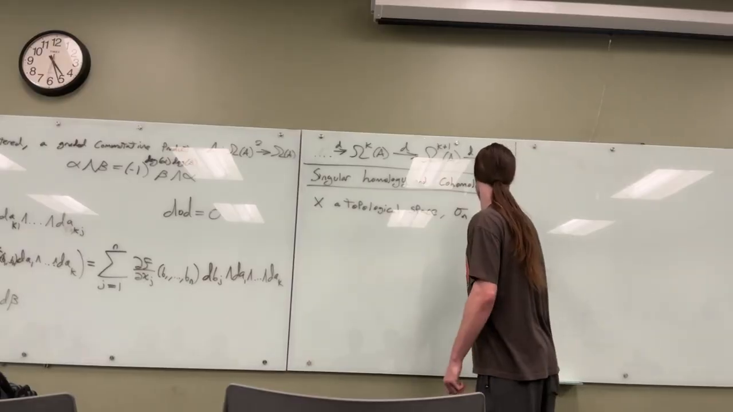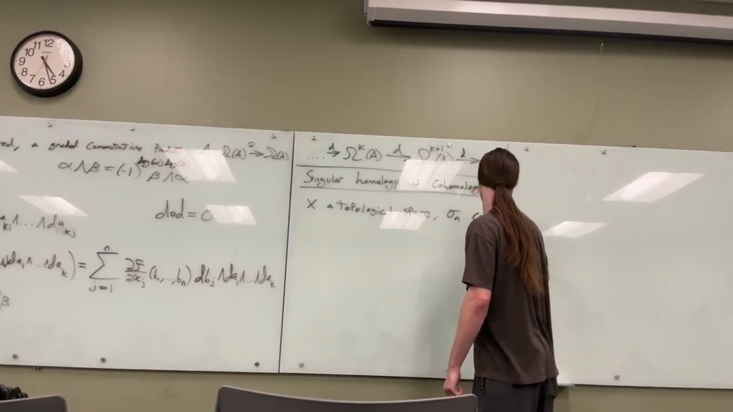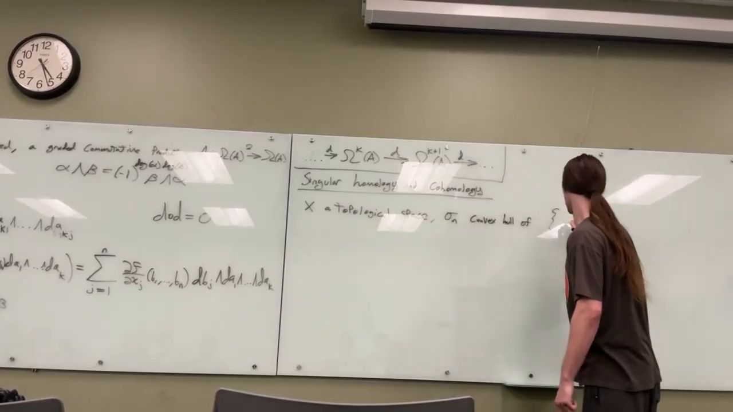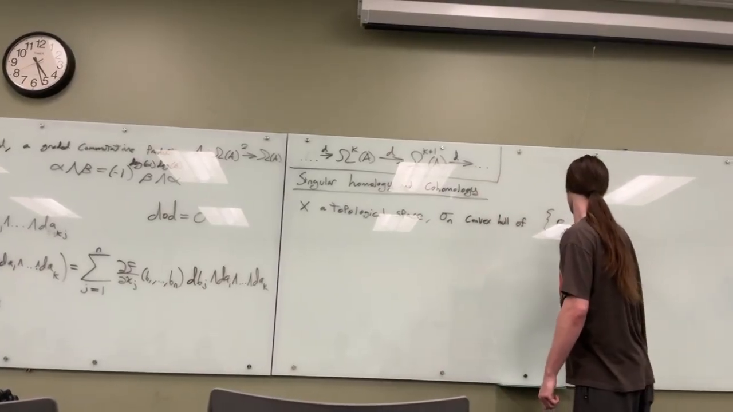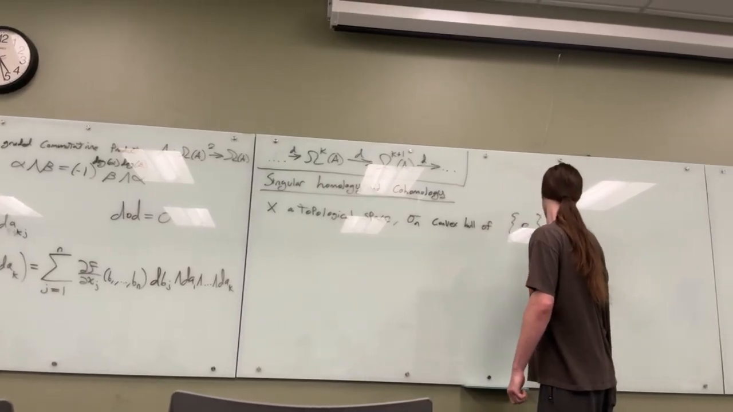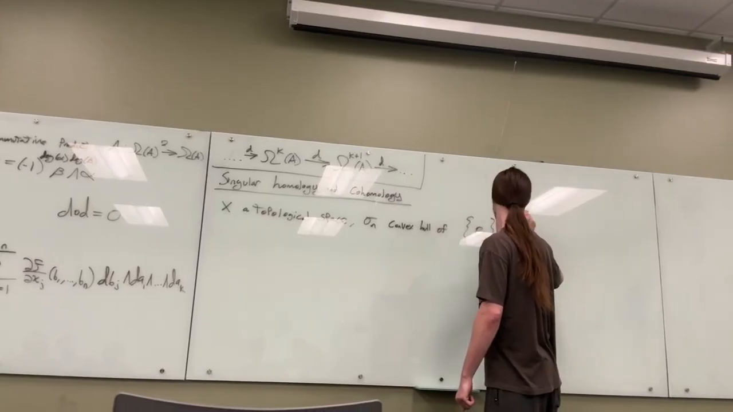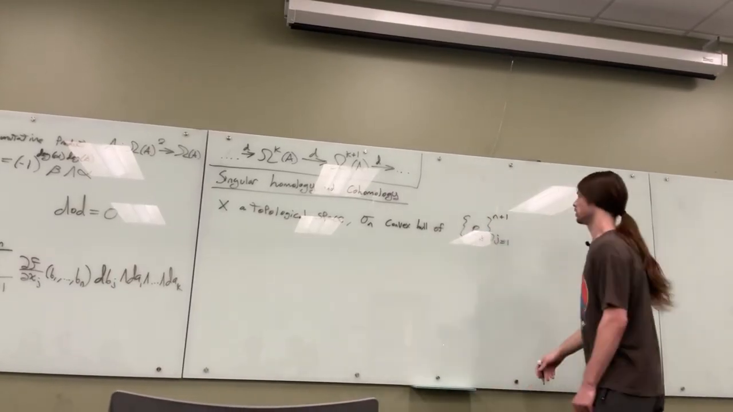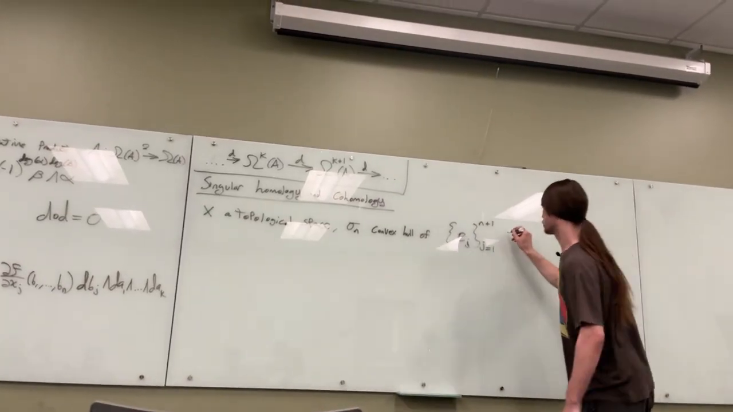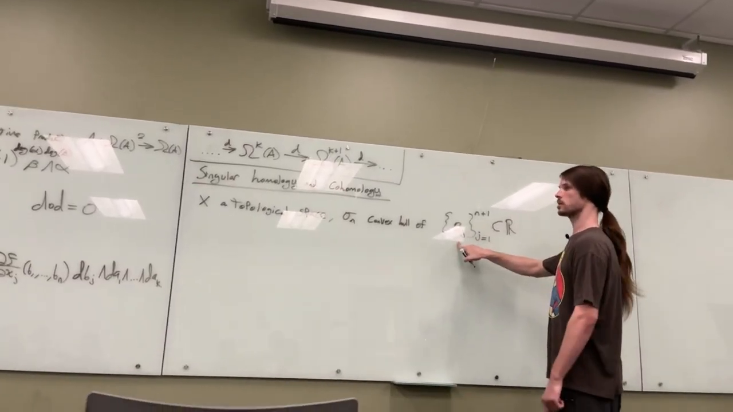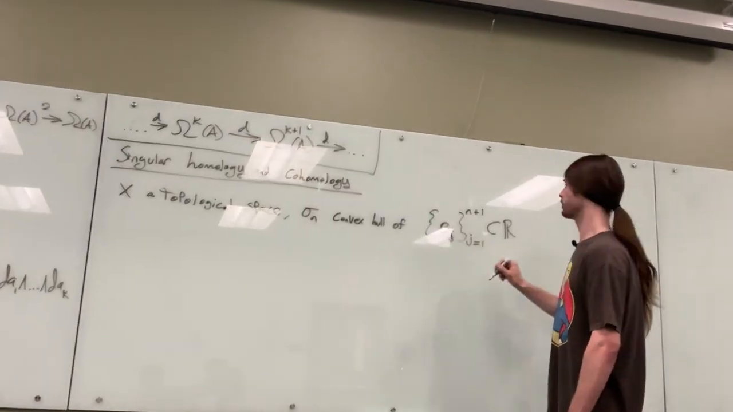All right, these are the convex hull of the points e1 through e(n+1) in R^(n+1), and by these ej's, I just mean the standard basis vectors.